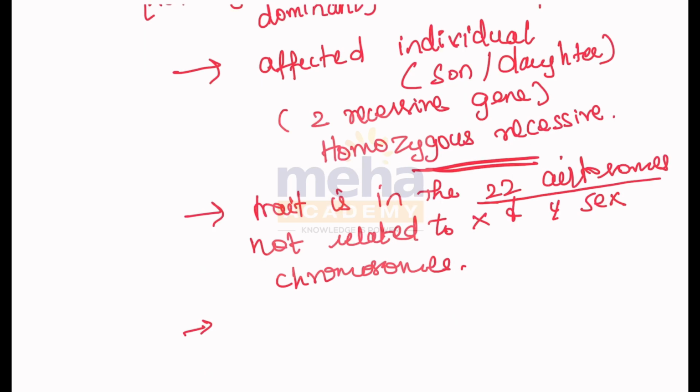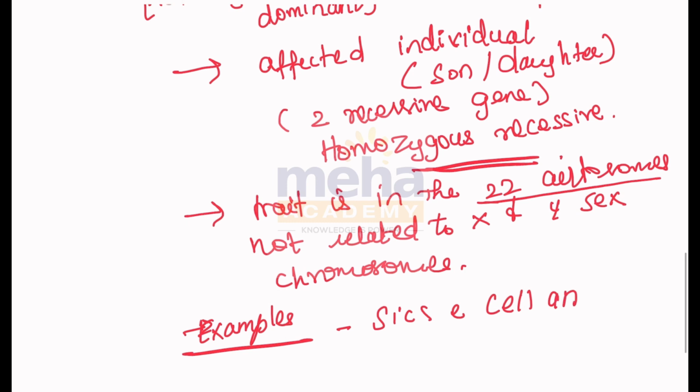So, what are the examples of autosomal recessive disorder? The examples are sickle cell anemia, then we have phenylketonuria, which are all autosomal recessive disorders.